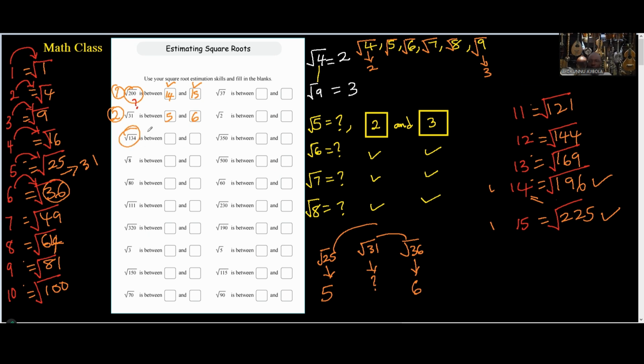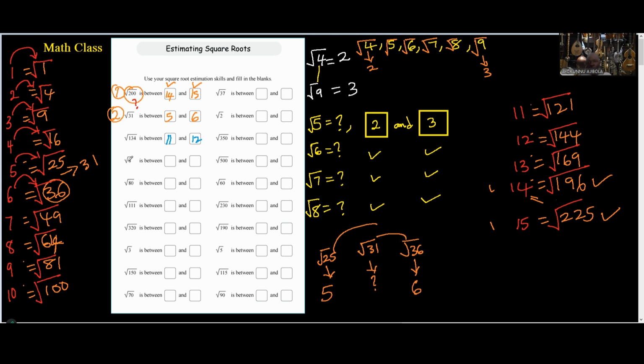What is this? What is this number? 1, 3, 4. Yeah. Now, where should 134 be on the board? Check it. Among all of the numbers in the root. Between which two numbers? 11 and 12. Now you understand, yes or no?